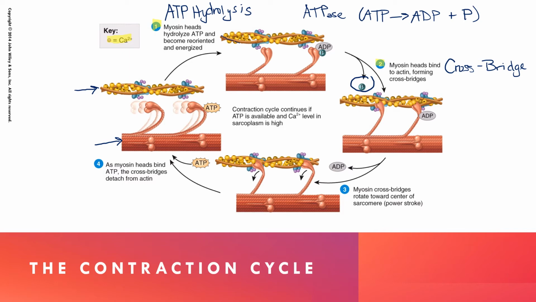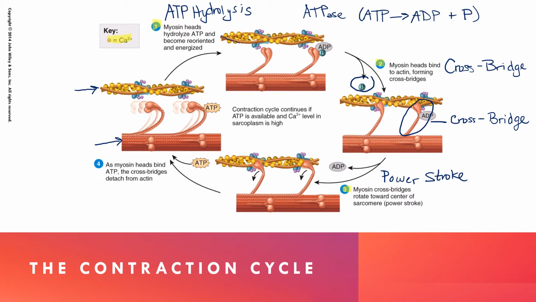And when the myosin head attaches to actin during contraction, it's referred to as a cross bridge. So this here is a cross bridge. And that brings us to step 3, which is the power stroke step. After the cross bridges form, the power stroke occurs.